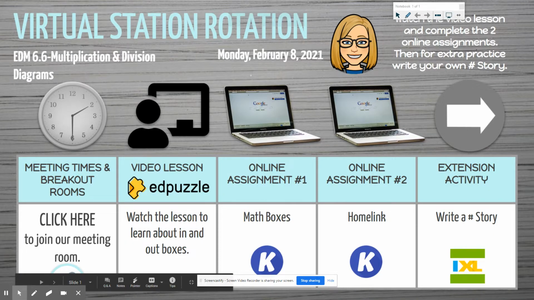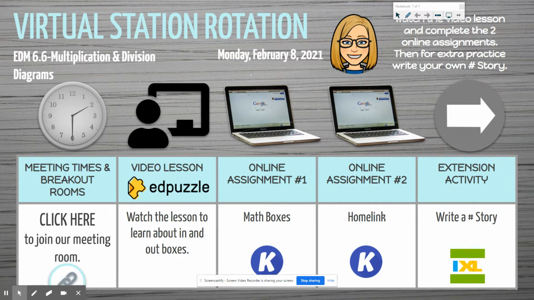Hey guys, so today we are going to be looking at Everyday Math Lesson 6.6, and this is all about using multiplication and division diagrams. So over the next couple of days throughout this week, we're going to be focusing on number stories, and we're going to be solving some one-step number stories, and then looking at solving two-step number stories. And we're also going to be looking at writing our own number stories.